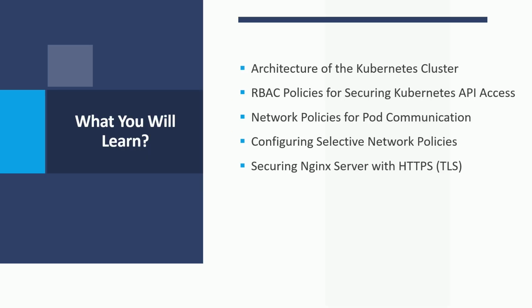What you will learn from this course: the architecture of the Kubernetes cluster, and RBAC policies for securing Kubernetes API access. You will implement role-based access control to restrict unauthorized access to Kubernetes resources. Network policies for pod communication: you will learn how to control traffic between pods, ensuring secure inter-service communication.